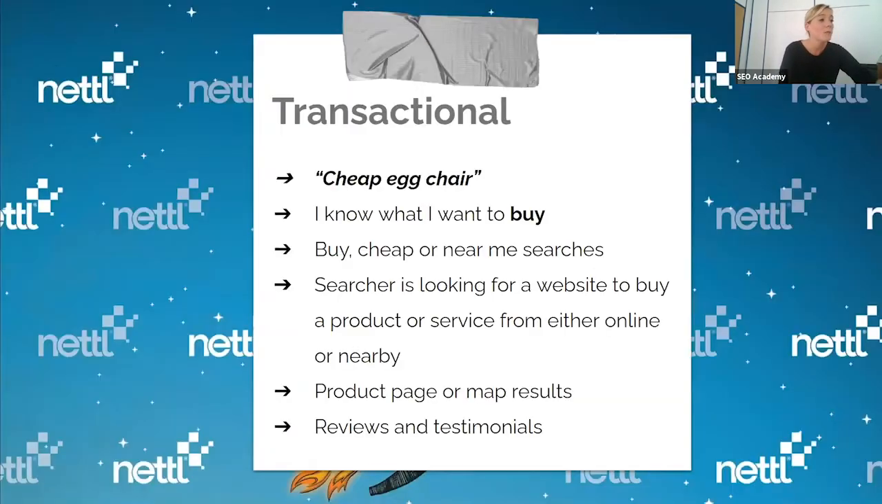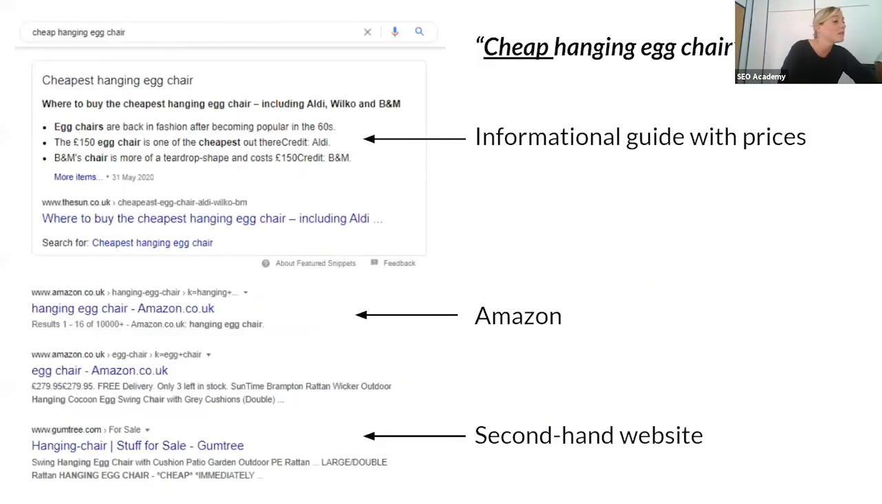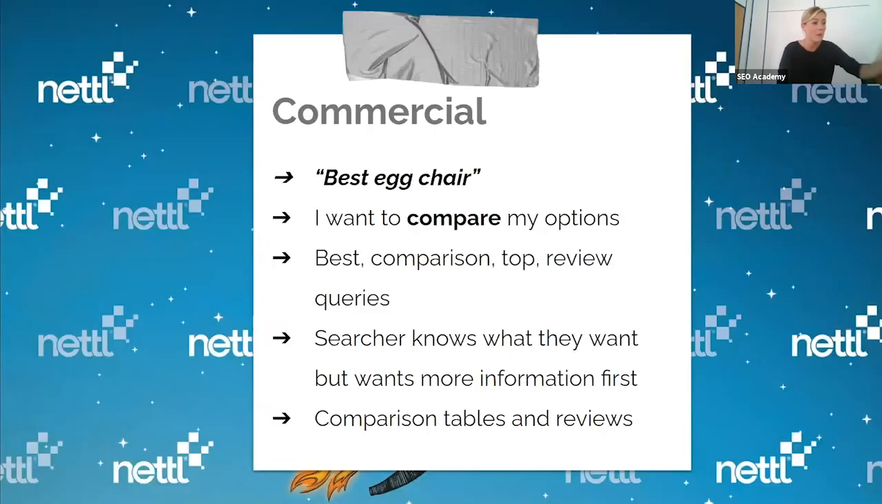The next type is transactional, so this is where this cheap egg chair comes in. Those users are typing things in because they want to buy something, but they have a caveat, so they want it either near them or cheap. That's bringing up product pages, and there's also interesting blog content, so top 10 is an example of the different kinds of listicles you can have.